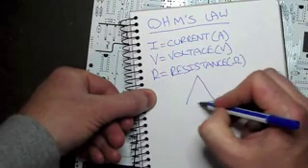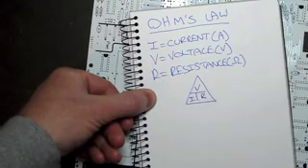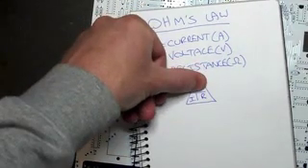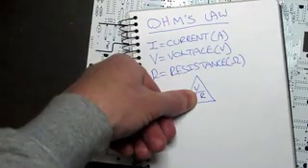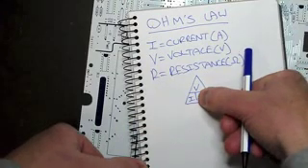It's nicely summed up by this triangle, VIR. So, voltage is current times resistance. Current is voltage divided by resistance. Resistance is voltage divided by current.